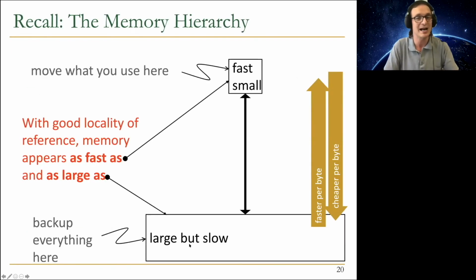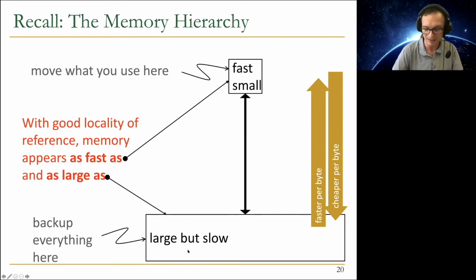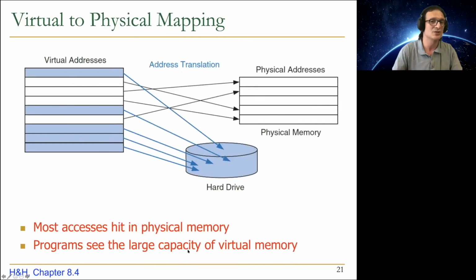So let's go over some examples of this. Remember, I showed you this picture in the memory hierarchy. I said we want to build a memory hierarchy because with good locality of reference, memory appears as fast as this cache, but as large as this larger entity, main memory, for example. And the same thing applies for cache and disk, or physical memory and disk as well. Basically, the goal is to be as fast as this physical memory while getting the large capacity, infinite capacity from the programmer perspective, as a disk. And hopefully most access is hidden in physical memory, and programs see the large capacity of virtual memory.